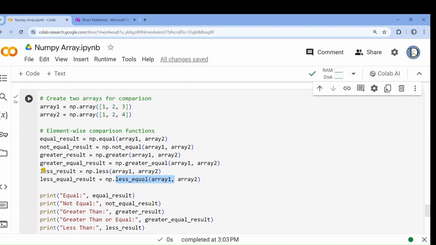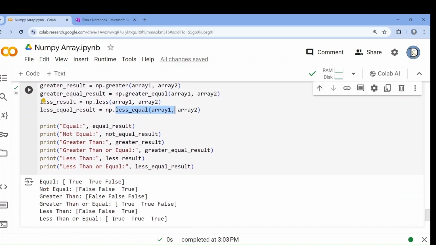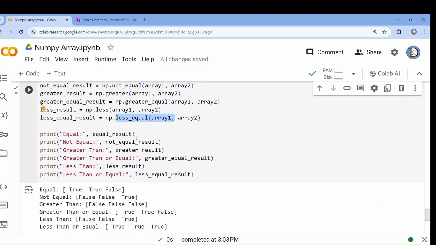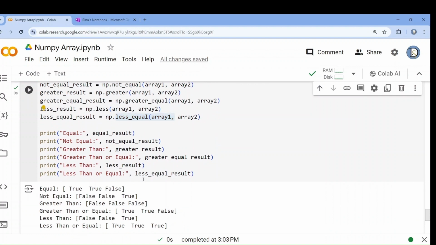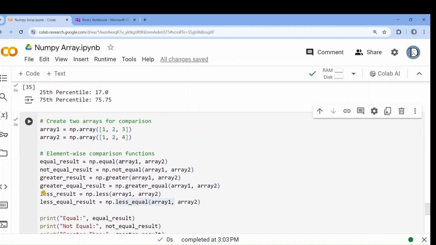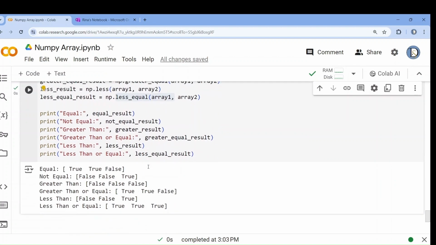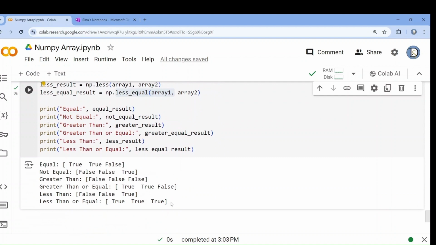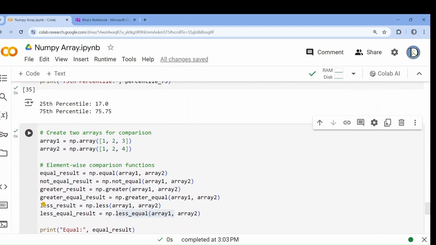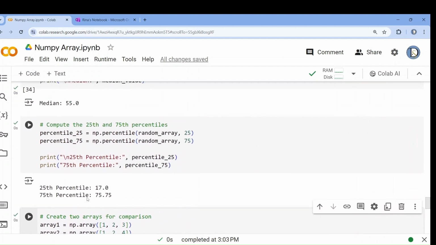So 1 1, that will be false. Sorry, less than or equal. So 1 1, that is true because they are equal. 2 2 equal, 3 4, 3 less than 4, yes, true. So in every case this is true. The same way you just check for others also. So you can simply check each element comparison using NumPy array functions.